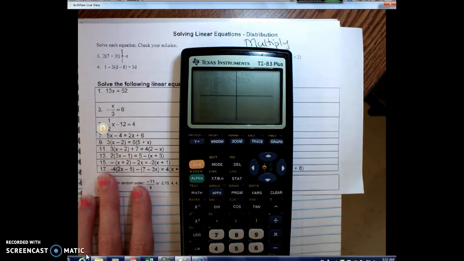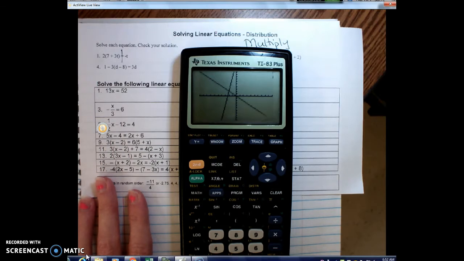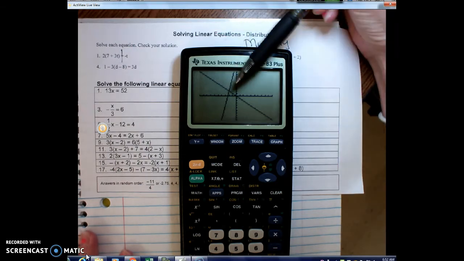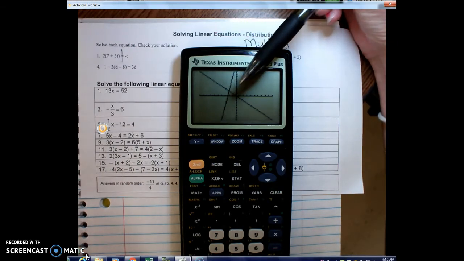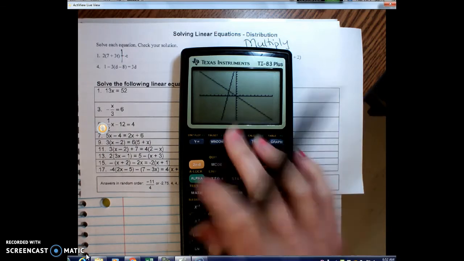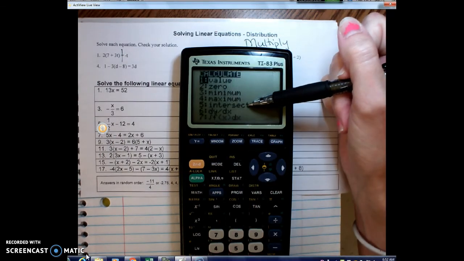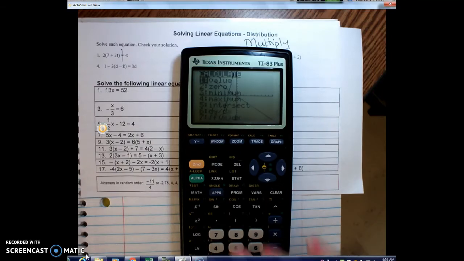From here you could hit graph, and you'll wait a second for both of the lines to show up. Now you want to know where these two functions, these two equations are exactly the same. So on your screen you can see that they meet up at this one spot. You can find that in your calculator if you hit second trace, and you're going to look for where they intersect, so 5.